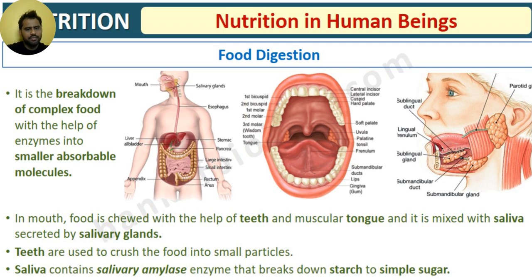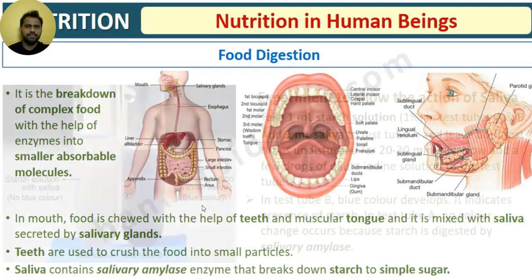Saliva contains salivary amylase that breaks down starch to sugar. This is an important line. People ask what does saliva contain? We will say saliva contains salivary amylase, which is an enzyme that breaks down starch to simple sugar.